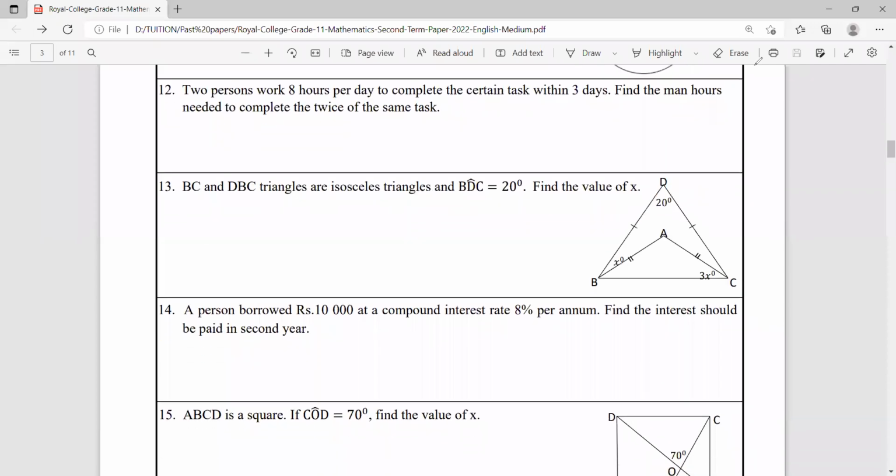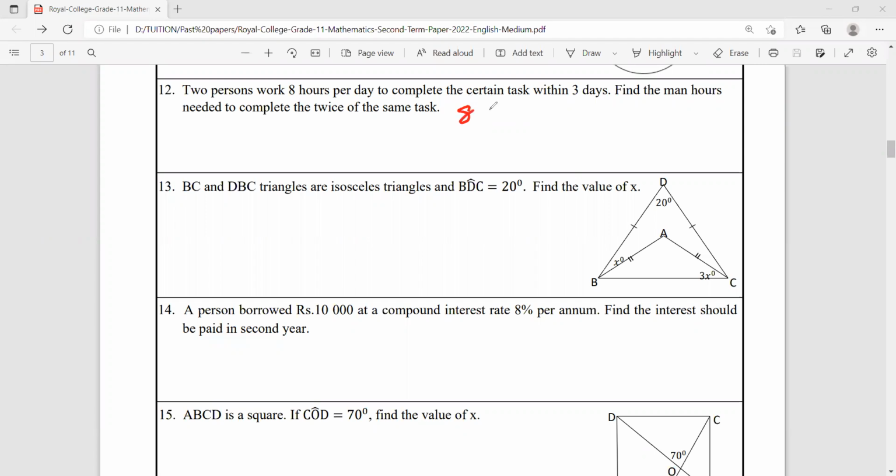And here there's another thing. Two persons work 8 hours per day to complete a certain task within 3 days. Find the man hours needed to complete twice the same task. So we will find out the total number of man hours for this task.